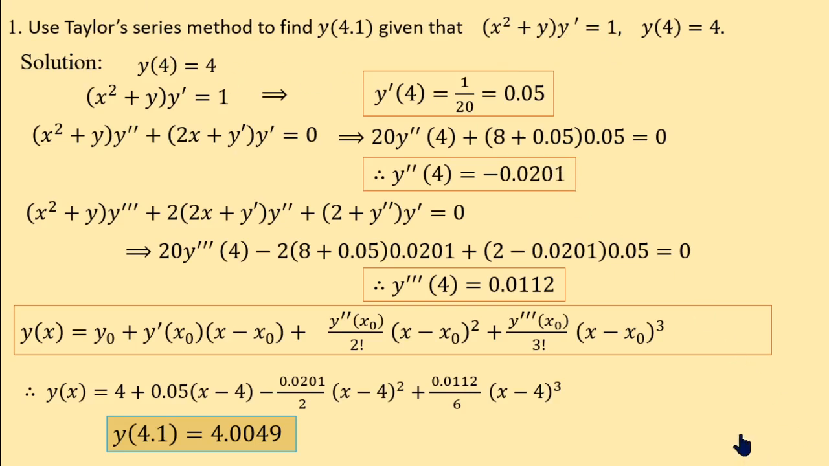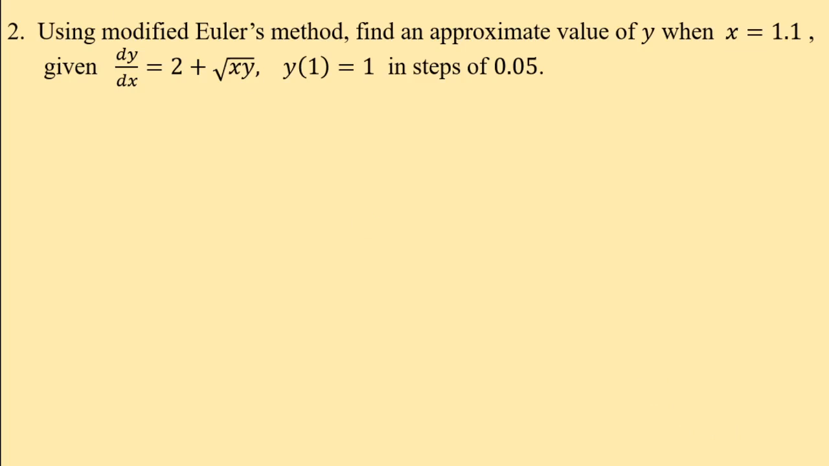Next method is the modified Euler's method. Take one example. Using modified Euler's method, find an approximate value of y when x equals 1.1, given that y dash is 2 plus root xy and y at 1 is 1. So you are going to find y at 1.1. Y at 1 is given, in steps of 0.05. That means the increment is given, that is 0.05.